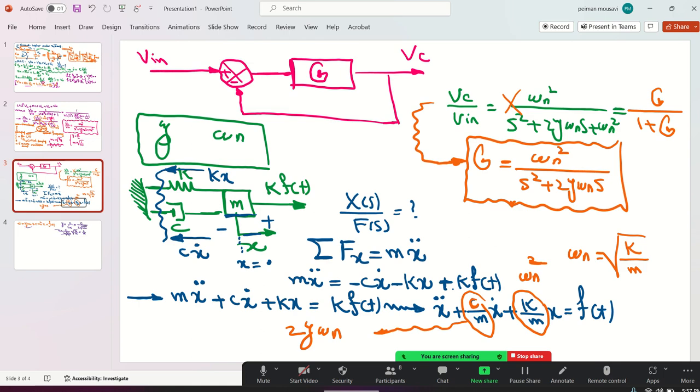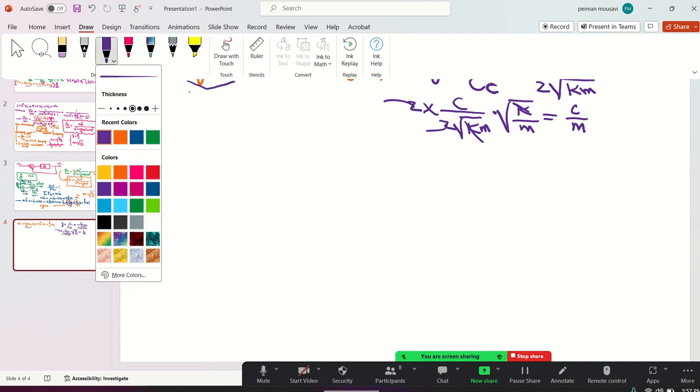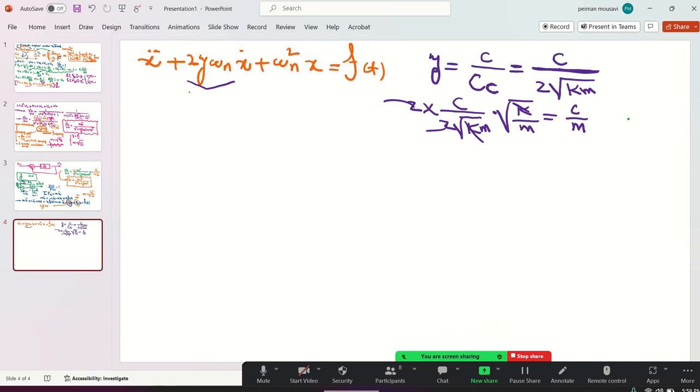See here? c over m. This is the definition. Here we go. Damping ratio.